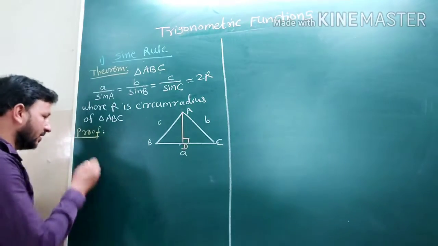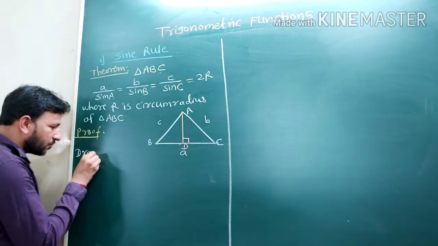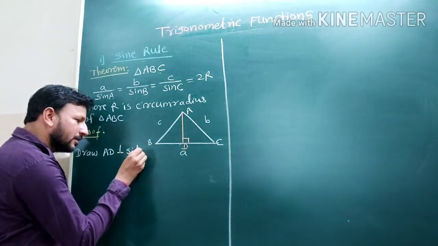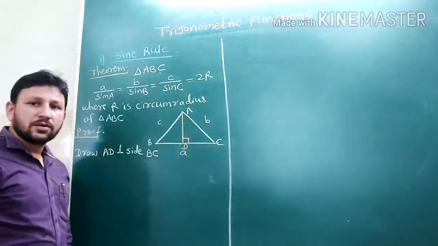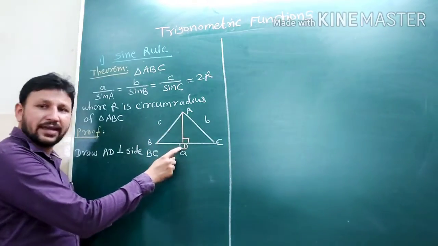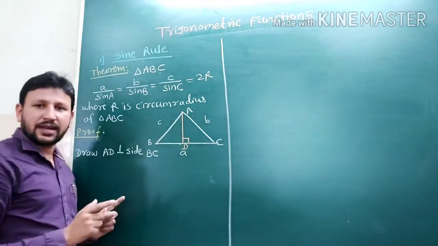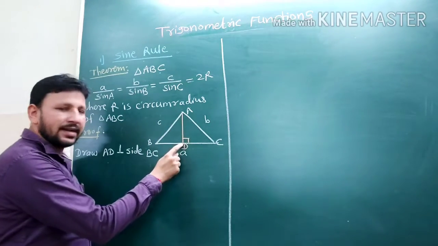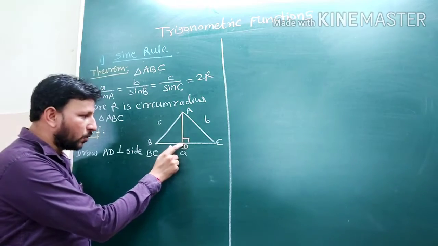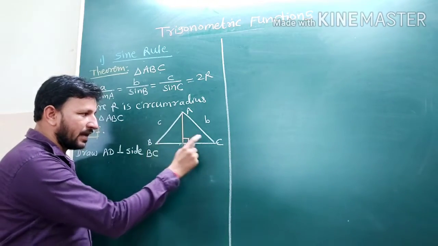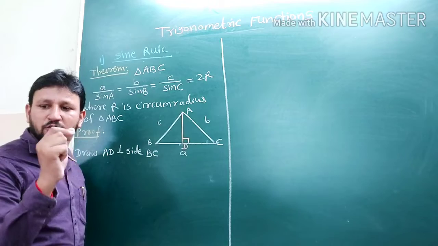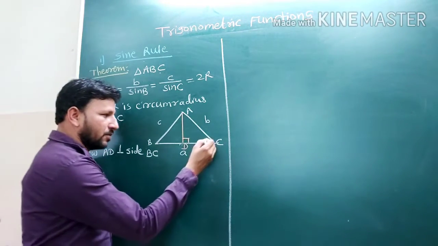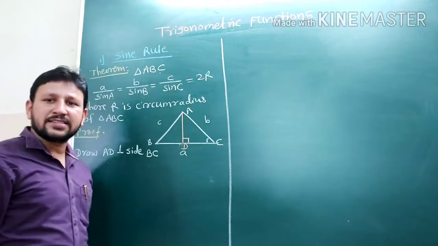That is the construction part. AD is perpendicular to the side BC. From this perpendicular, we can find the height of the triangle. See the method. The height AD is the opposite side for angle B as well as angle C. By your choice, you can take any angle for the trigonometric function. Suppose I take angle C.